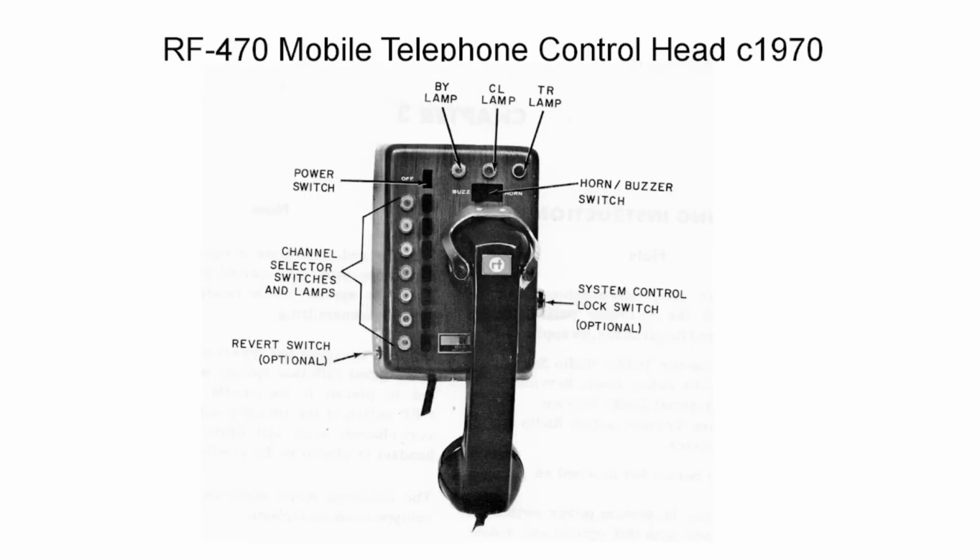Here's a very simple early RF 470 mobile telephone control head. You can see down the side that there were lights and push buttons for the different channels, so you'd have to select a channel to make a call, and then it also had the optional revert switch to have you revert to your calling channel when you hung up.